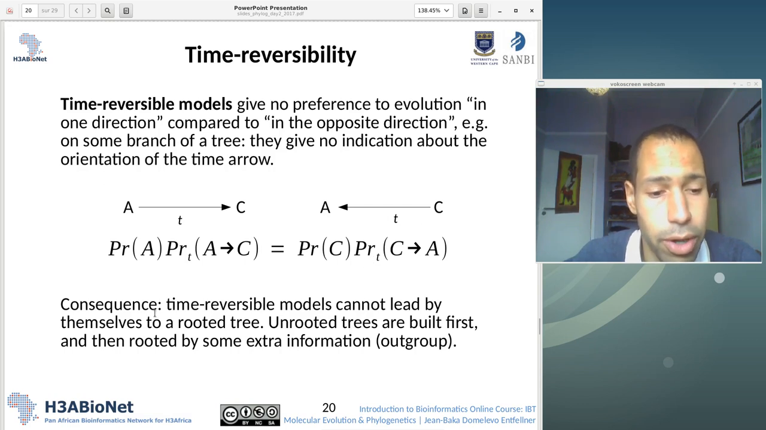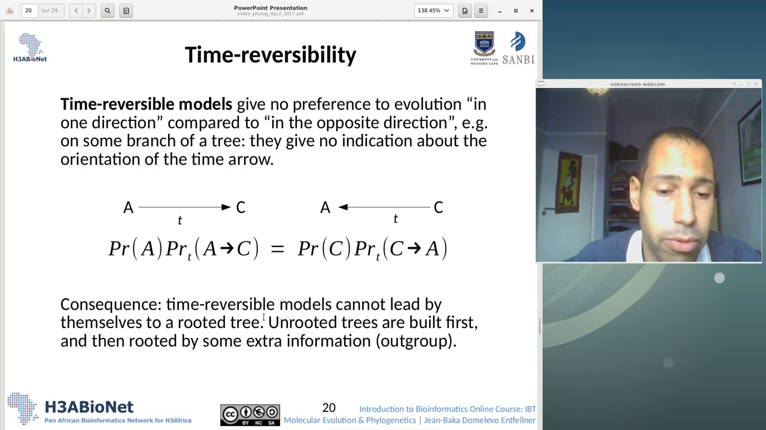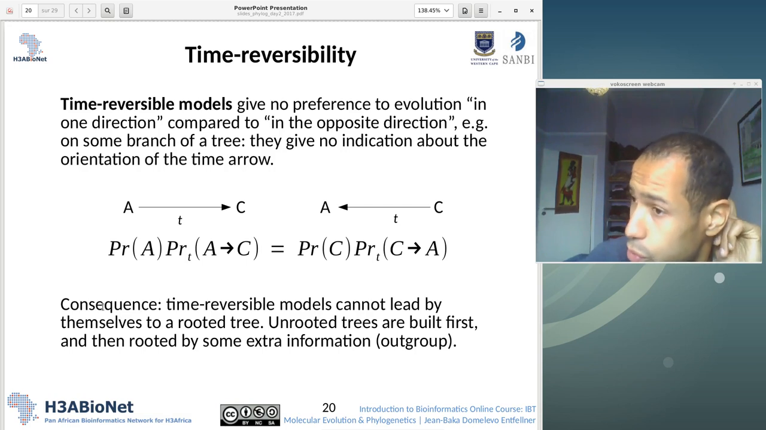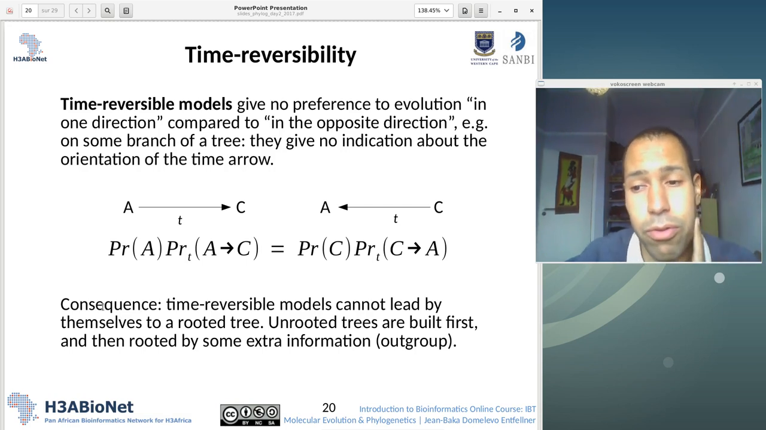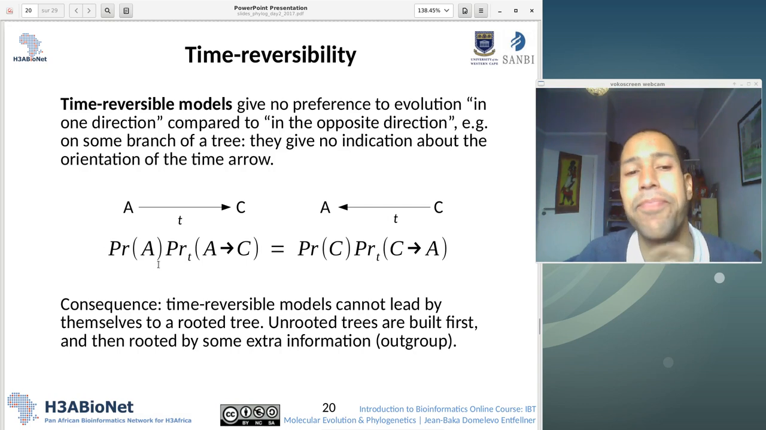So as a consequence, time-reversible models cannot lead by themselves to a rooted tree. You cannot get a rooted tree by just using time-reversible models. We'll use techniques to root a tree, but when you see an unrooted tree, wherever you would place the root, it would not affect the probability of that whole tree under a time-reversible model.